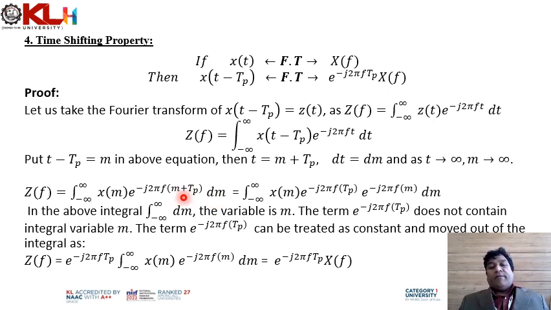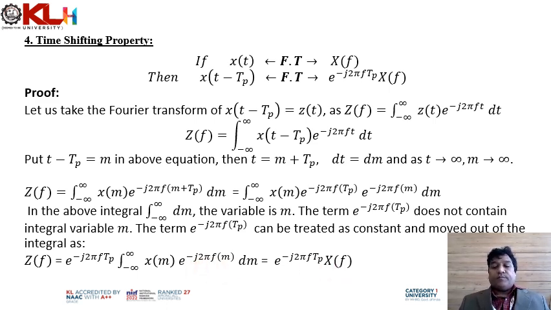So we can factor this e power a plus b as e power a into e power b. Now the variable of integration here is dm. Therefore this function e power minus j 2 pi f Tp, because it is not containing the variable of integration m, becomes a constant, and it will come out of the integral, and the rest of the integral x of m e power minus j 2 pi f m dm is simply the Fourier transform, which is capital X of f.